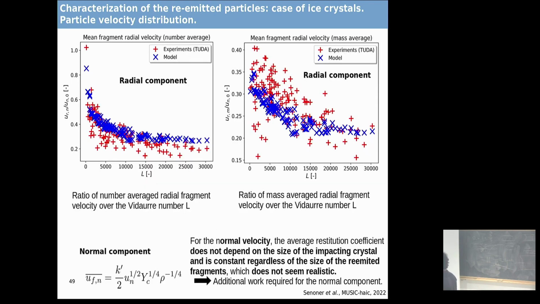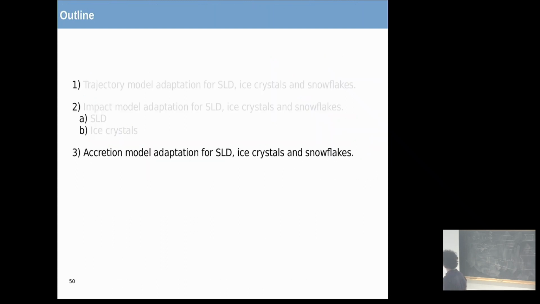And that's not good, because for the normal velocities, the average coefficient does not depend on the size of the impacting crystal. There is no size of the impacting crystal. It is constant regarding the size of the re-emitted fragment. So it seems a bit too simple. Okay, so I think this model is maybe quite good for radial. We have to go deeper, but for normal, it should not be accepted.